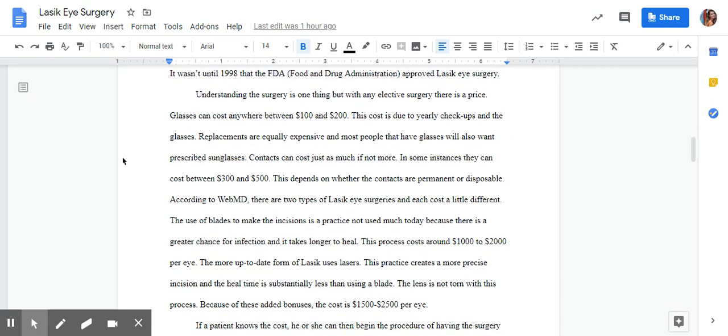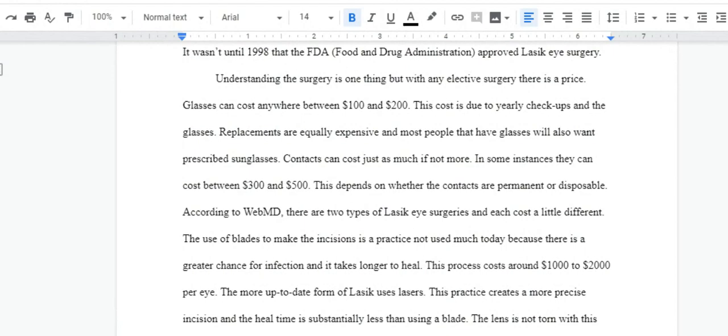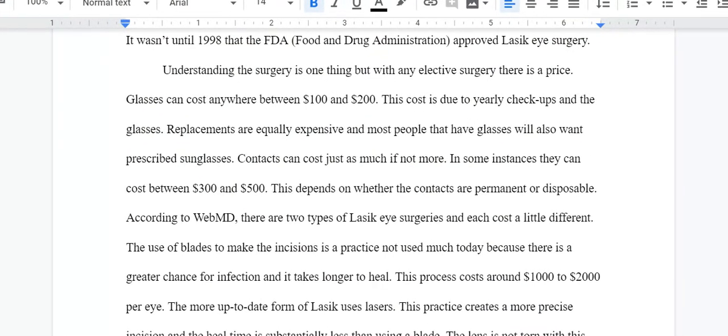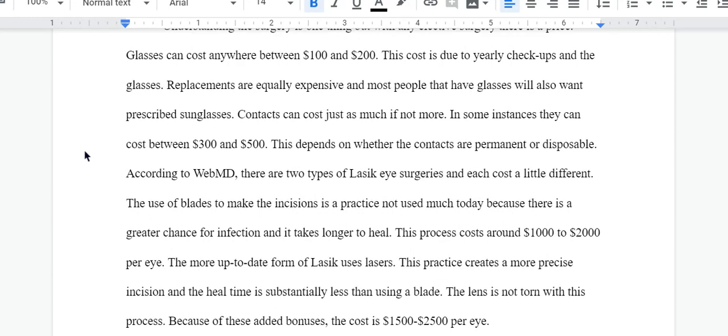Understanding the surgery is one thing, but with any elective surgery, there is a price. Glasses can cost anywhere between $100 and $200. This cost is due to yearly checkups and the glasses. Replacements are equally expensive, and most people that have glasses will also want prescribed sunglasses. Contacts can cost just as much, if not more. In some instances, they can cost between $300 and $500. This depends on whether the contacts are permanent or disposable.